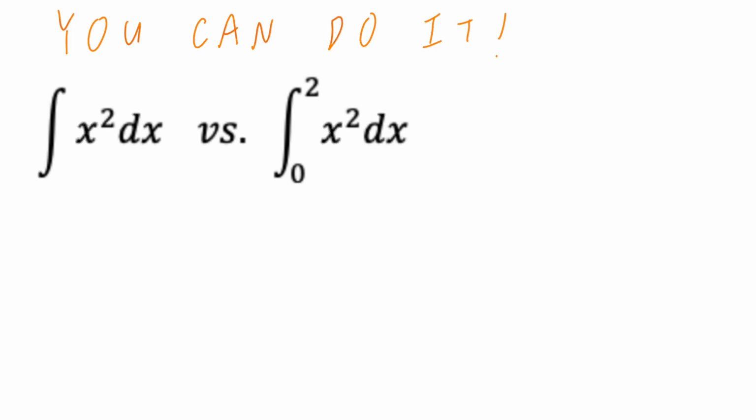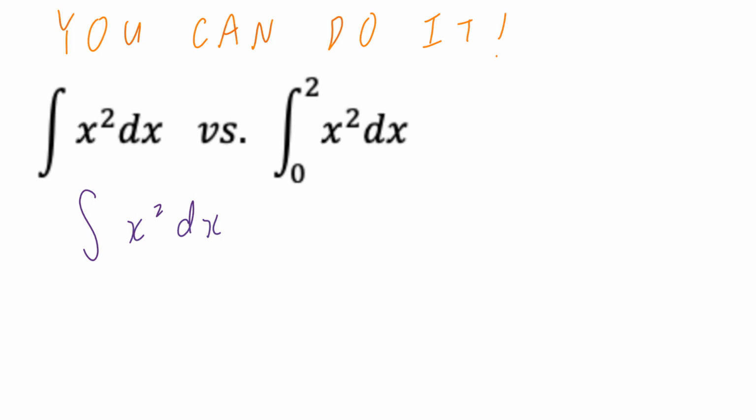On the left here, there's the integration of x squared with respect to x. What this means is you want to find the antiderivative of x squared. Now, integration or antiderivative is very different from finding the derivative. It is not exactly the opposite, and here's the reason why.